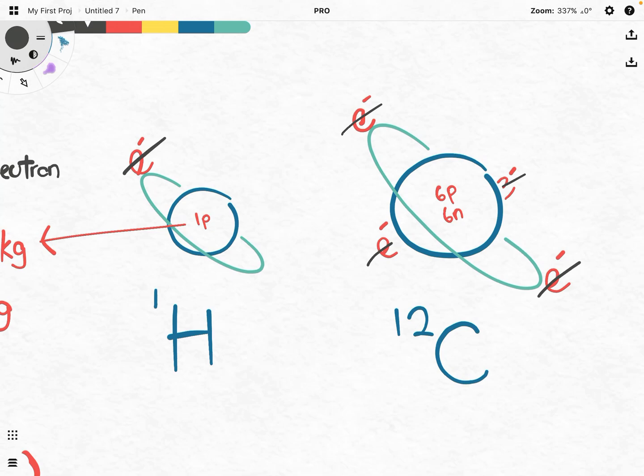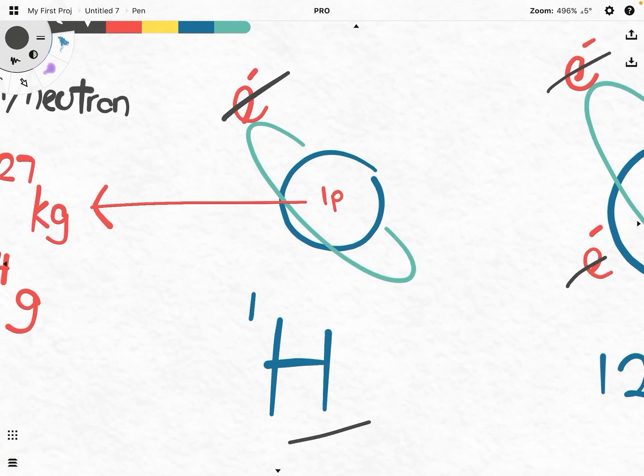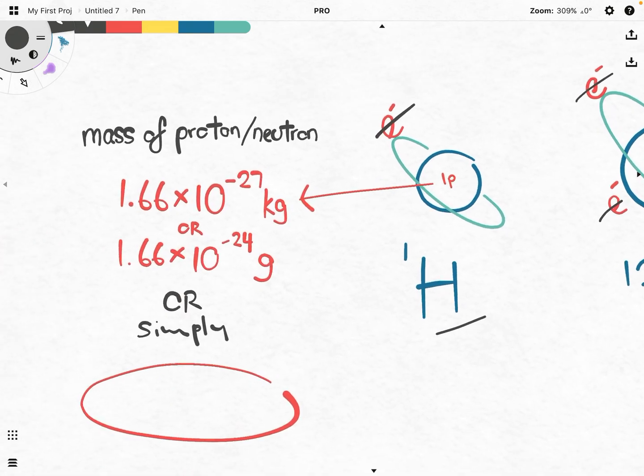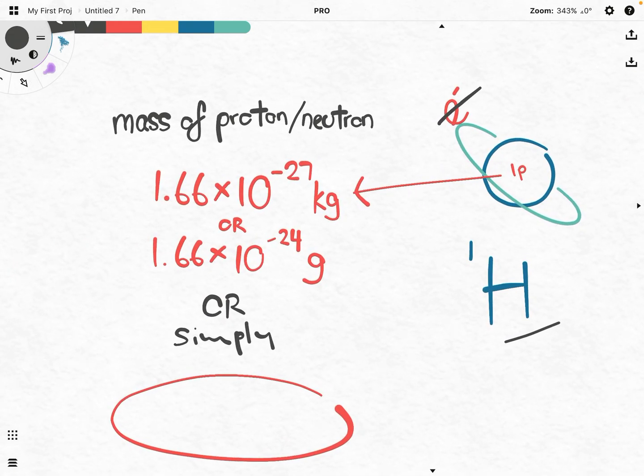For example, let's look just at this hydrogen atom over here. In this hydrogen atom, it has one proton. The mass of one proton is around 1.66 times 10 to the power negative 27 kg. That's extremely small mass. Or in grams, it's around 1.66 times 10 to the power negative 24. Now that's quite a mouthful, right? To say that hydrogen has a mass of 1.66 times 10 to the power negative 24 grams because it has one proton. Quite painful to say that.